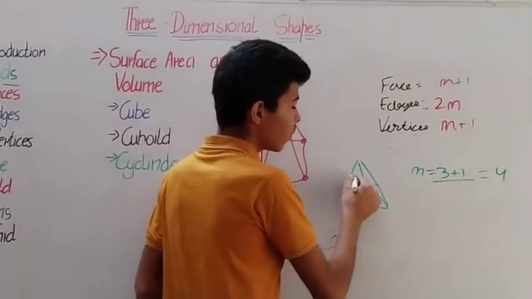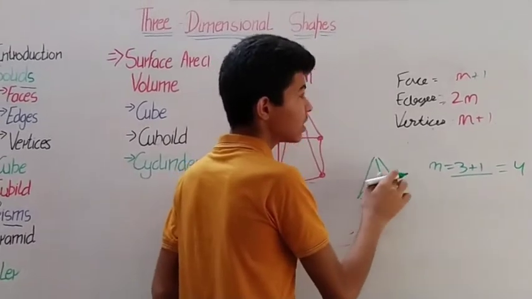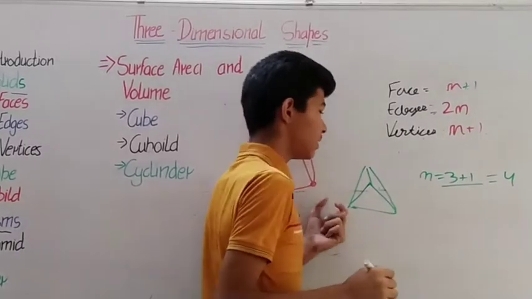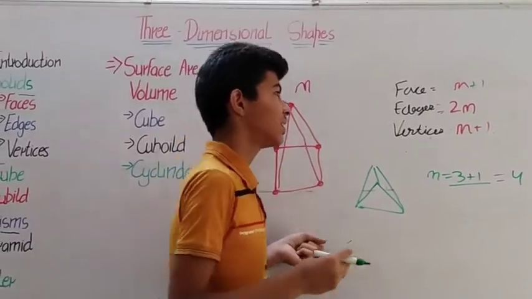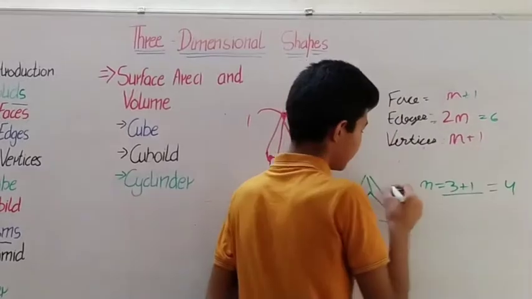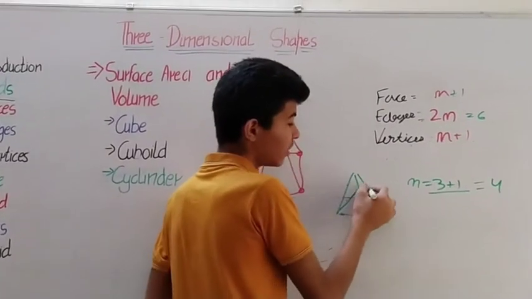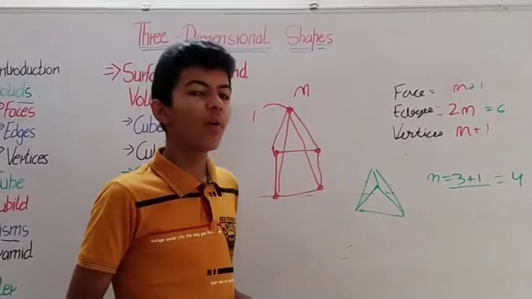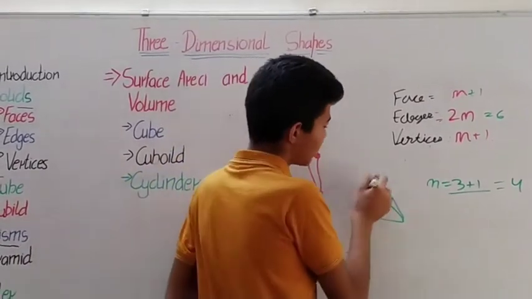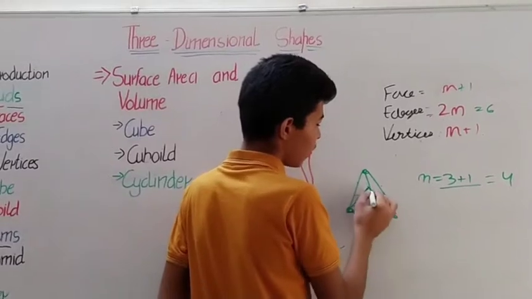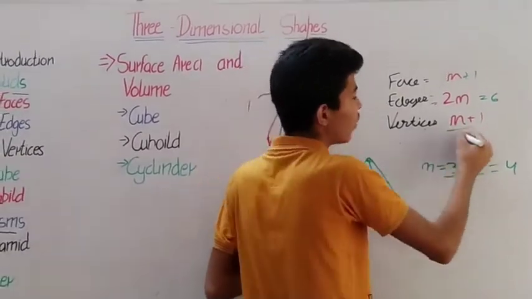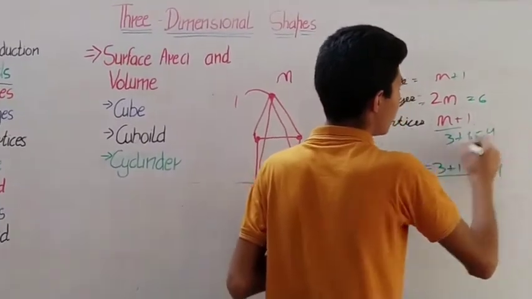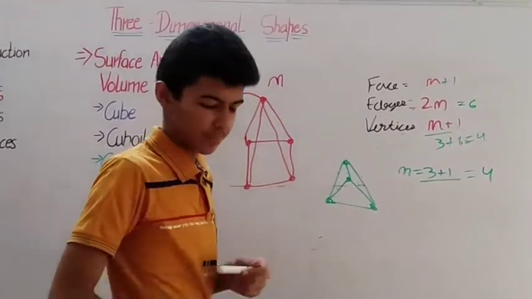Now the number of edges is 2n. That means n is 3 and the number of edges would be 2 times 3, that is 6 edges. Then 3 on the top lane and 3 on the lower lane. So we have 6 edges. For the number of vertices, we have 1, 2, 3 and 4 vertices. If we take the value of 3 as n, 3 plus 1 equals 4. So it has 4 vertices.